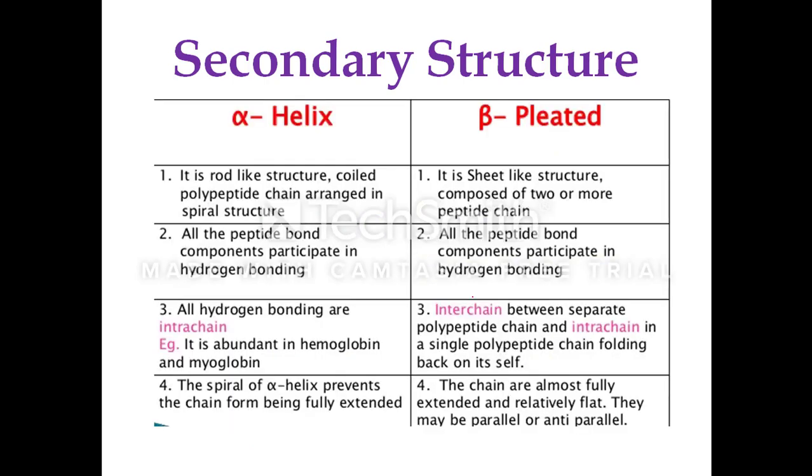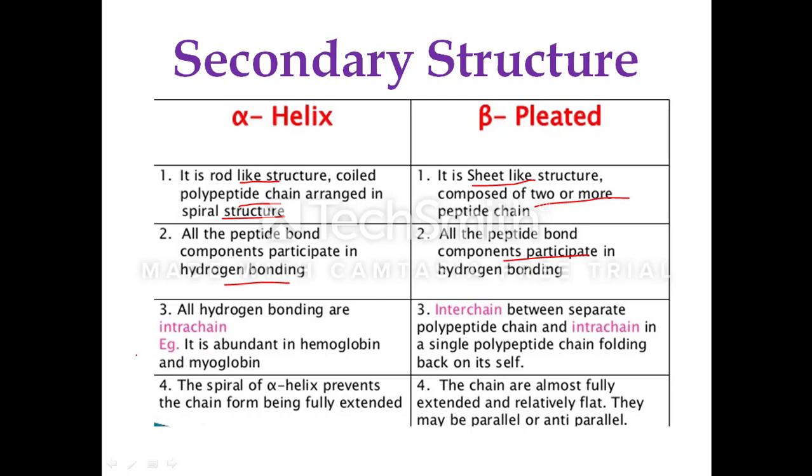So now see the difference between the alpha helix and the beta pleated sheet. The alpha helix is a rod-like, helical structure, a coiled polypeptide chain arranged in a spiral. The beta pleated sheet is a sheet-like structure, not helical, composed of two or more polypeptide chains. In the alpha helix, all the peptide bond components participate in the hydrogen bonding. Here also, all the peptide bond components participate in the hydrogen bonding.